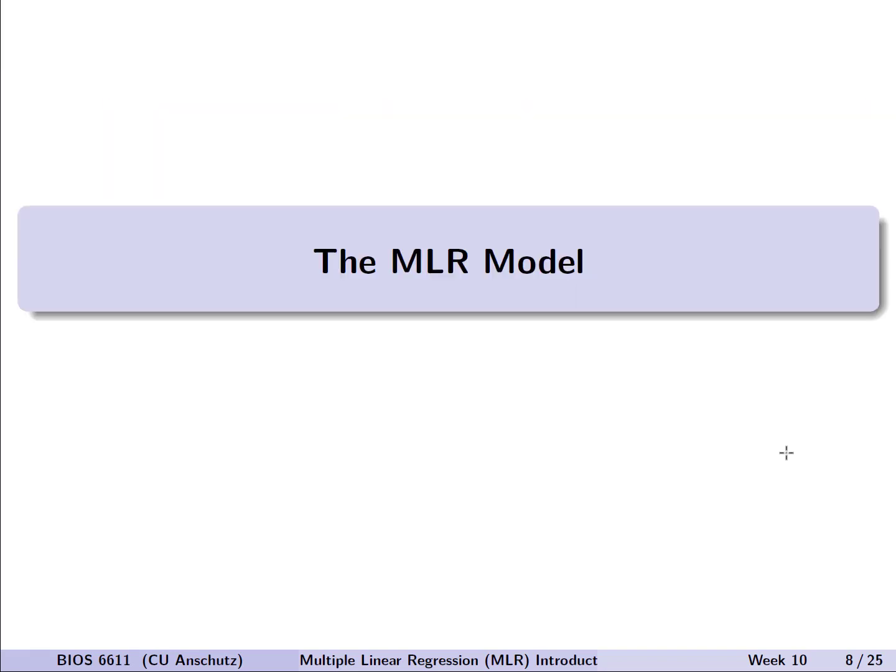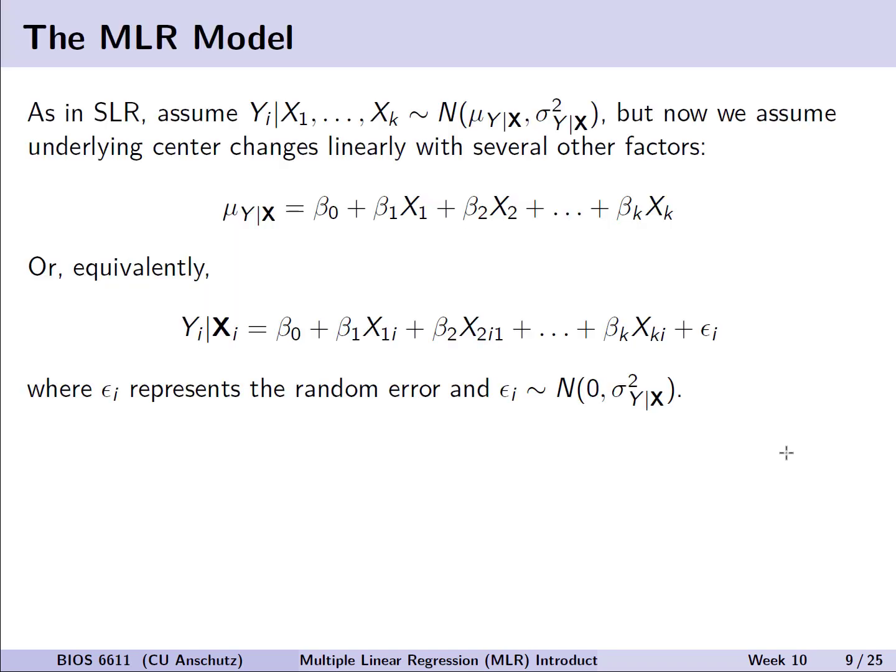So let's look now at the multiple linear regression model and see how it differs from simple linear regression. So we're actually going to see that for the most part it's very similar and we're just expanding out our knowledge. So as with simple linear regression, we're going to assume that our outcome y conditioned on our x's, now in this case it's more than one, it's 1 up to k, will still be normally distributed, where we'll have a mean of y given our x's and the variance of sigma squared y given our x's.